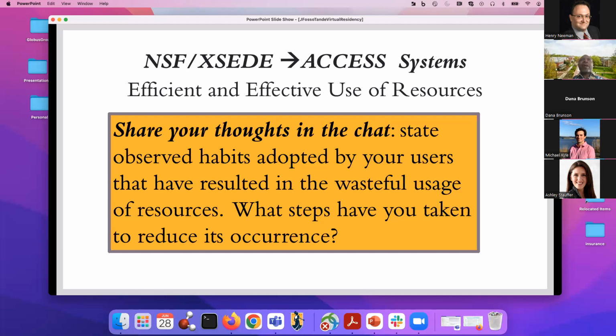So I have my experience at my institution. Somebody gets a startup allocation, and within a few days, they are already in the red. They've gone past the allocation limit. So what have you observed at your institution? What are some of the ways that your users approach using these resources that result in waste? Have you figured out a way to reduce this? If yes, share with us in the chat. Okay.